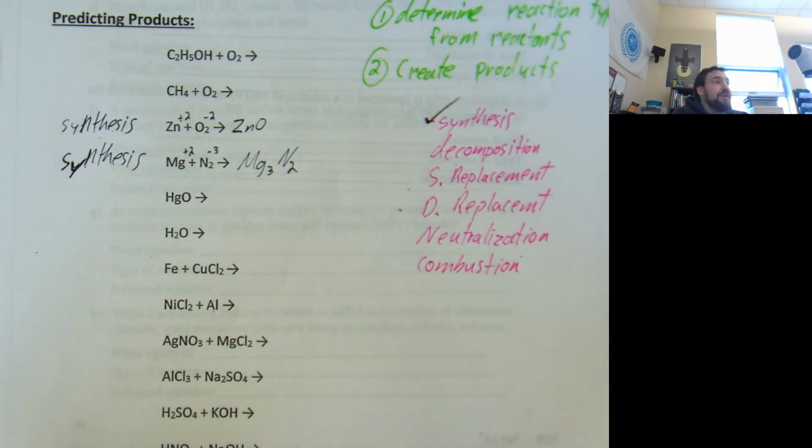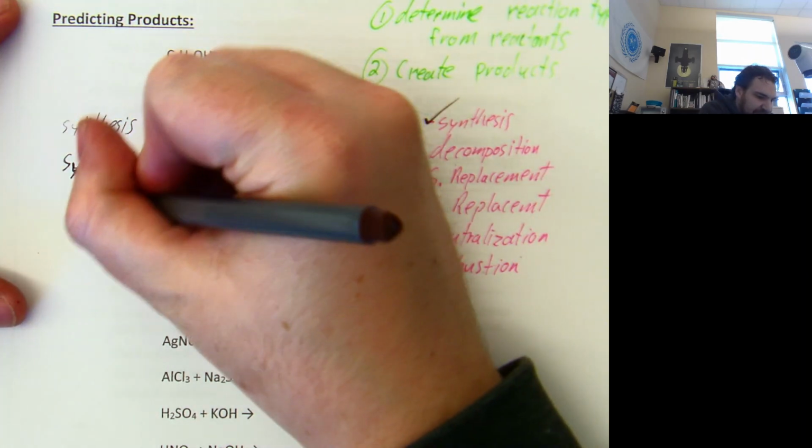Decomposition. What does a decomposition reaction do? What kind of reactants does a decomposition reaction have? Sorry, Angel? Josiah? One breaks down to two. It's the only reaction that only has one reactant. So look at the list. Which one only has one reactant? HgO and H2O. So these must be our decompositions.